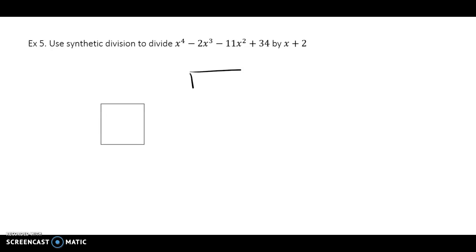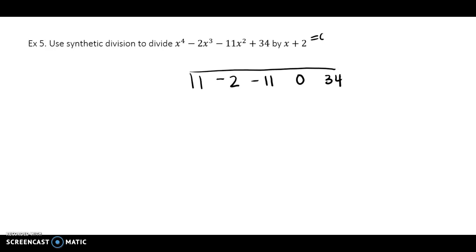All right, so here's this one. So 1, negative 2, negative 11. Notice we're missing the x, so we need to put a 0 as a placeholder. 34, and then set this equal to 0. So x would be equal to negative 2.